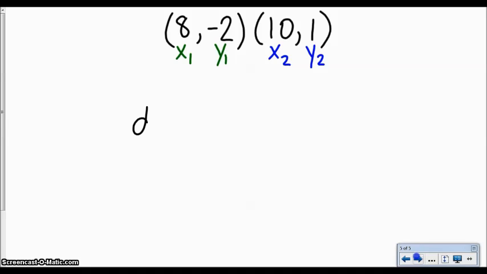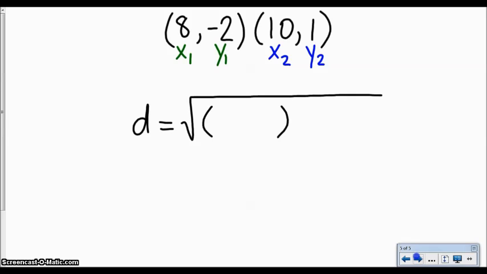Now you need our girl. Start with her hair, then her eyes, then her eyelashes, her pupils, and her nose. And now, x comes before y. So our x2 is 10 minus our x1, which is 8. Our y2 is 1 minus our y1, which is negative 2. And now solve.